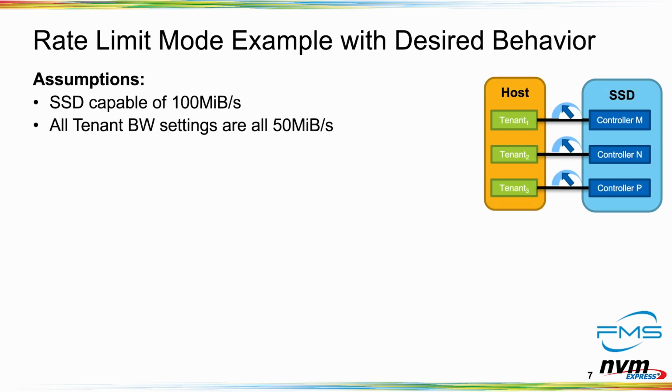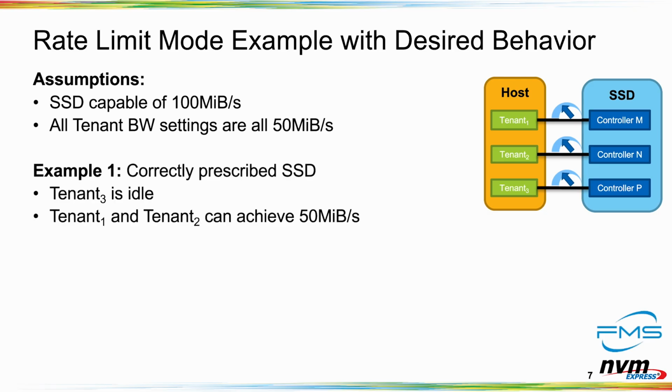So with these rate limits, I wanted to go through some examples and how they might actually be implemented in an SSD. I continue to use here 3 tenants that are accessing one SSD through 3 different controllers. The rate limits are applied to each controller, and I wanted to make the math simple. So we have an SSD capable of 100 megabytes per second, and all of the tenant bandwidth settings are at 50 megabytes per second.